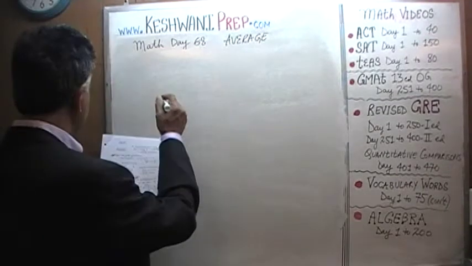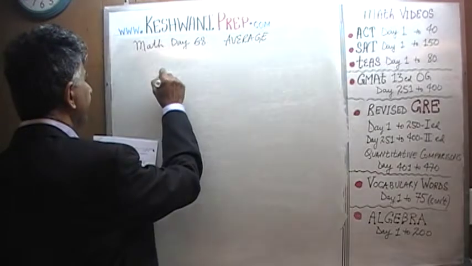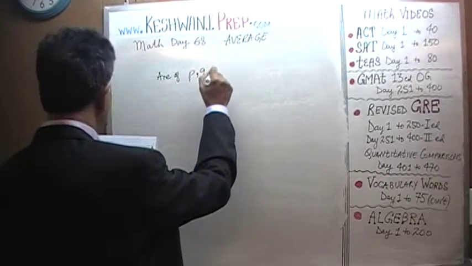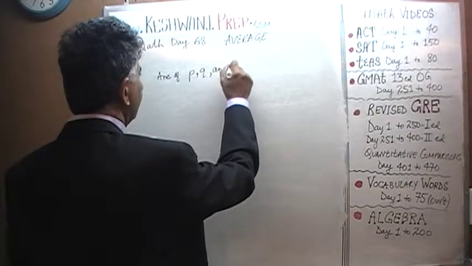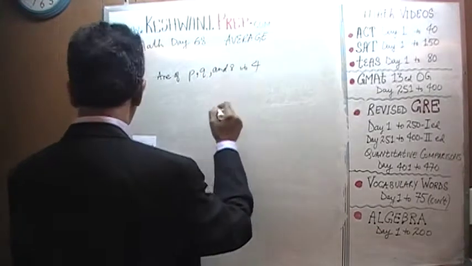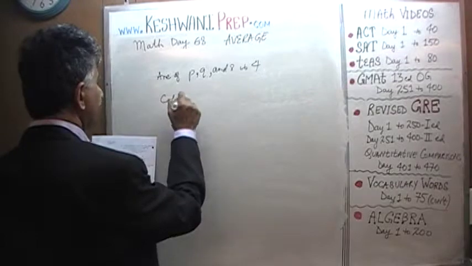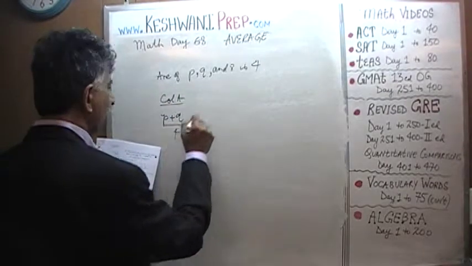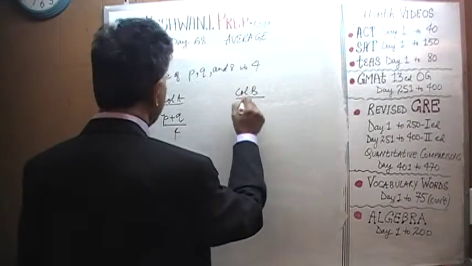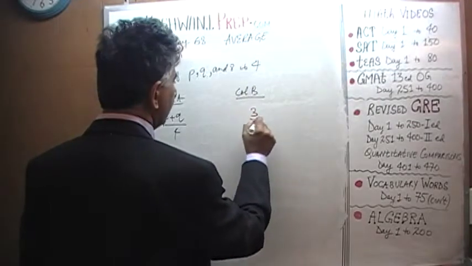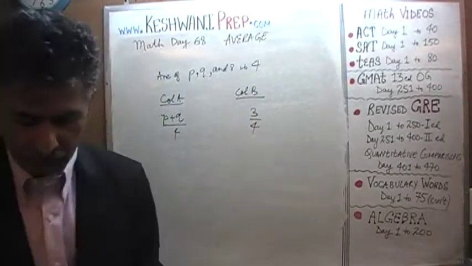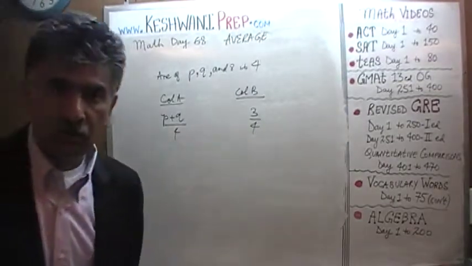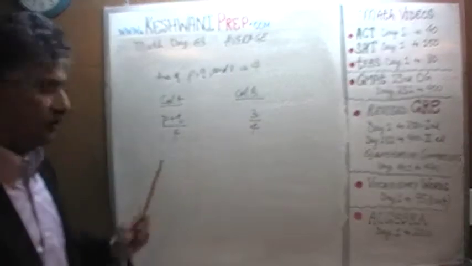For example, here's the first problem. We are told that the average of three numbers, P, Q, and 8 is 4. What we're being asked to compare is column A, which is (P plus Q) over 4, versus column B, where we are given 3 quarters. This is a typical question that appears in the GRE. These are called quantitative comparison questions, where we're being asked to compare two quantities.